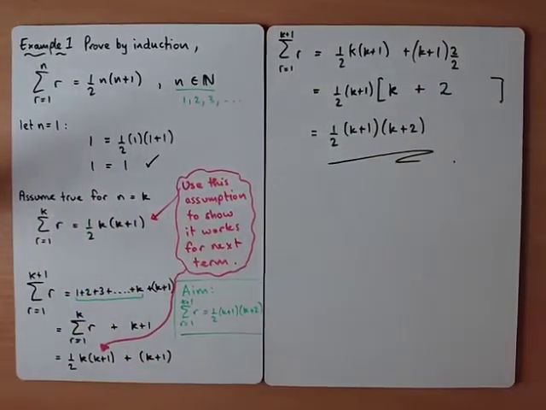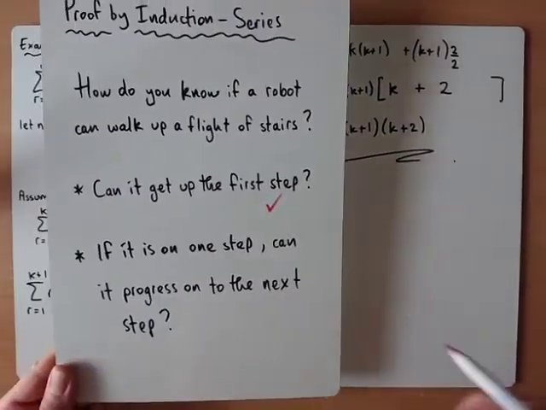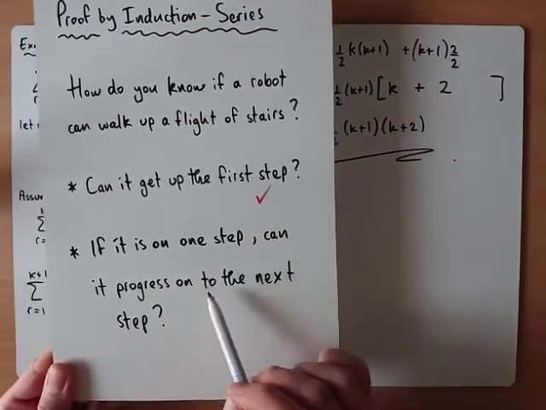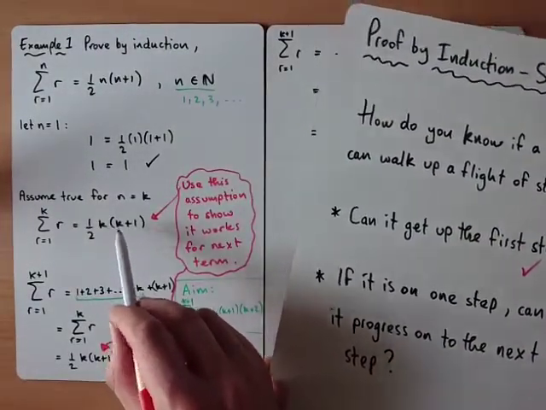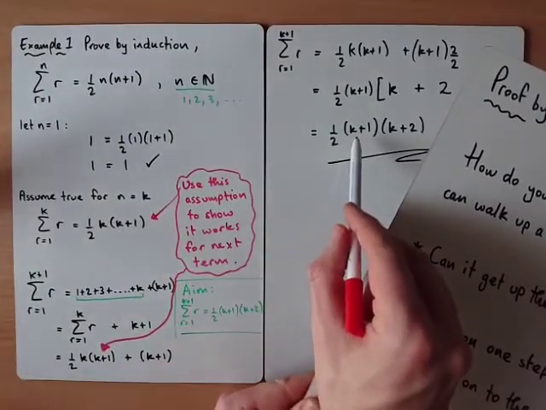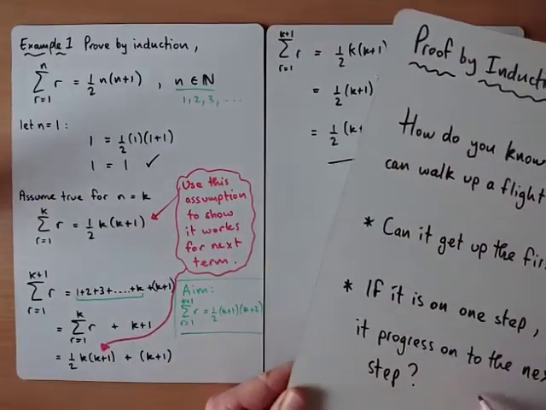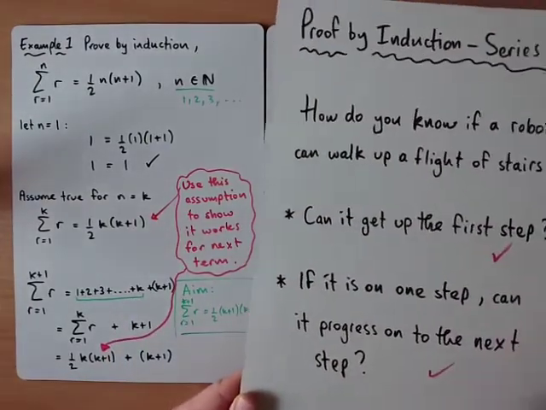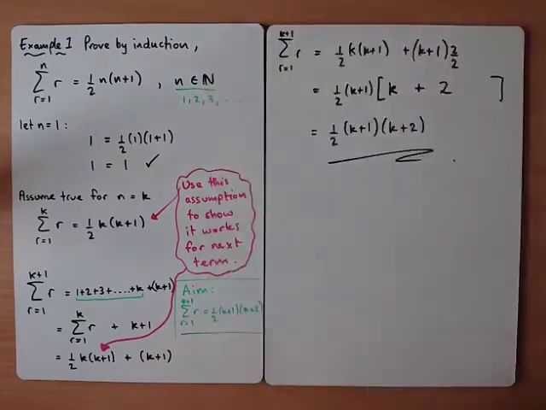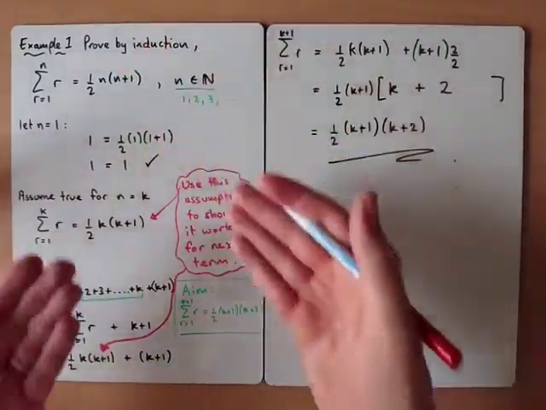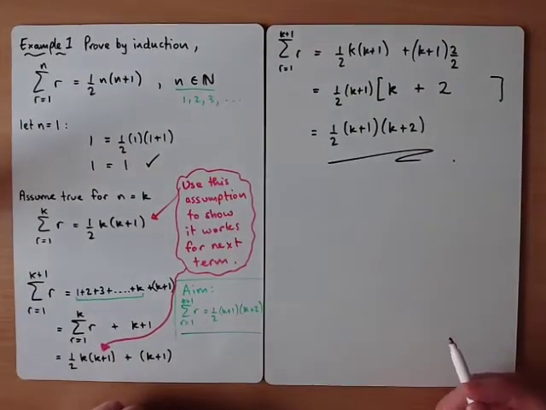In other words, if the robot's on the step, can it progress on to the next step? Well, if it's on the step, it will also work for the next term. In other words, it can also get on to the next step. So we know that the robot can walk up the stairs, or this result will always work for any natural number that we want. We have to write a little statement at the end.